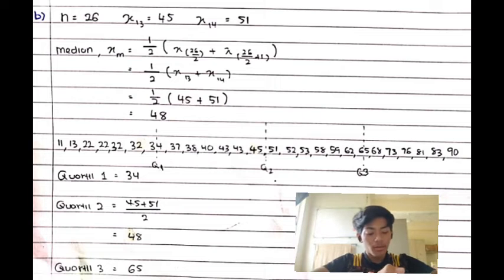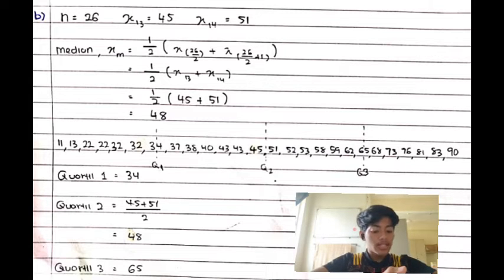Alright, for question 1B, we know the value of n is 26, S13 is 45, and S14 is 51. Firstly, the question asks us to find the median. We write the formula first, and then we substitute the values of n, S13 and S14. Calculate it, and we will get 48 as the answer for the median.